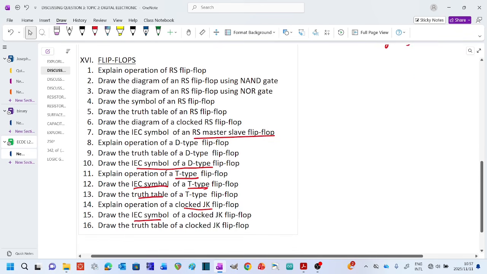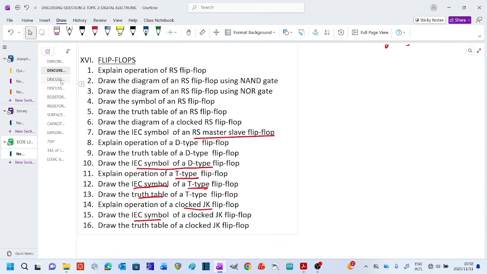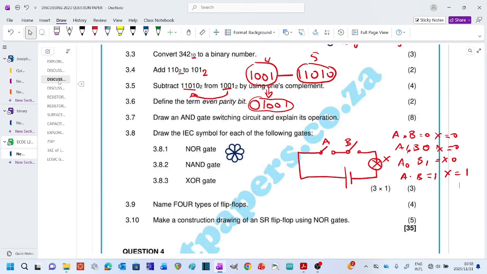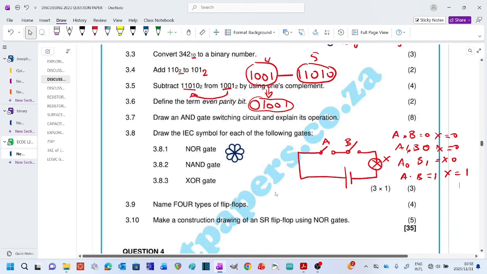So you should be able to study, explain the operation of RS, draw the diagram, everything. Unfortunately, they will ask you only 1 or 2 questions based on the flip-flops, but you have to study this whole thing. So yeah, that's how it is. So let's journey into 3.9, name 4 types of flip-flops.